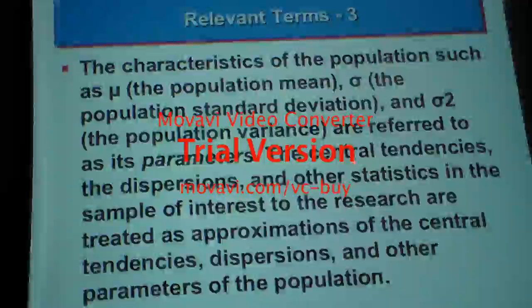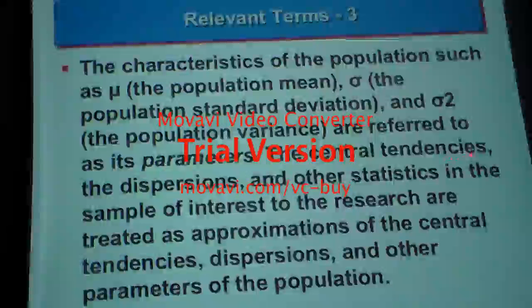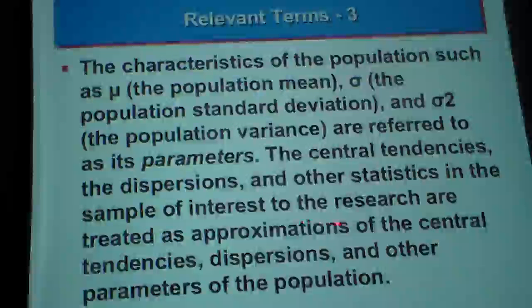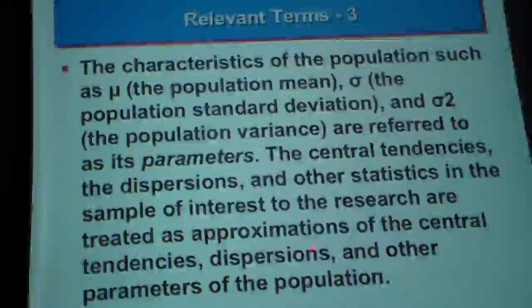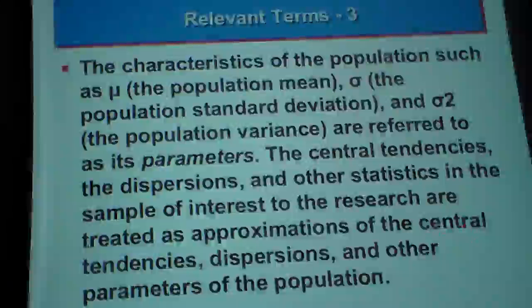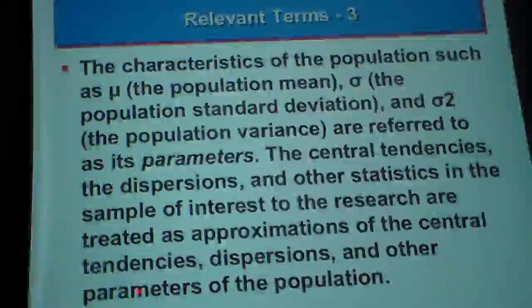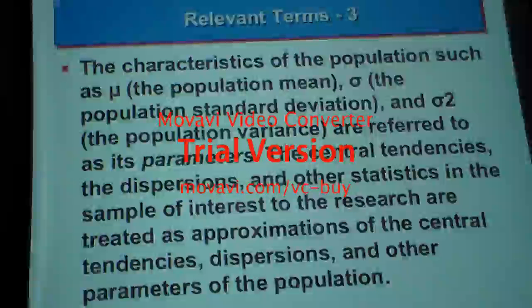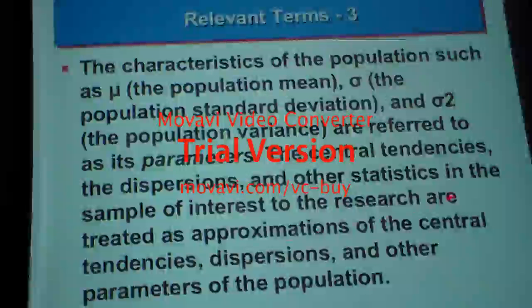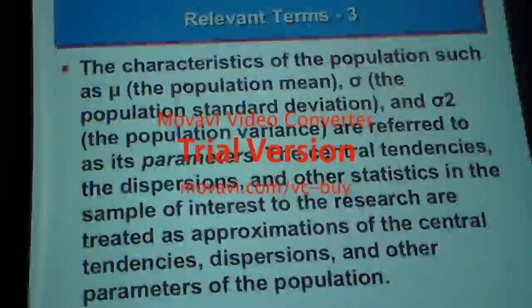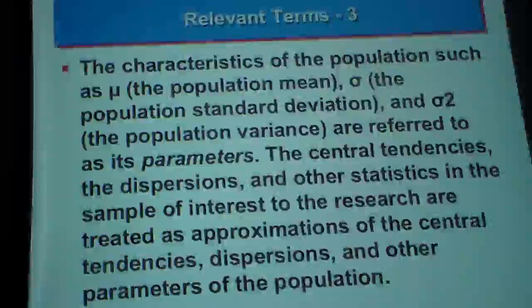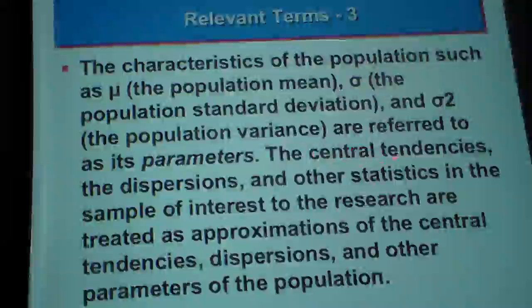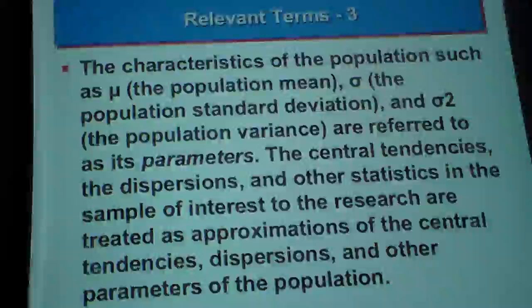Also, we have some statistical terms like central tendencies, dispersions, and other statistics in the sample of interest to the researcher, which are treated as approximations of the central tendencies, dispersion, and other parameters of the population. It means many things can be approximated from these values. So these parameters are very important to be calculated. Do you know what we mean by central tendency?